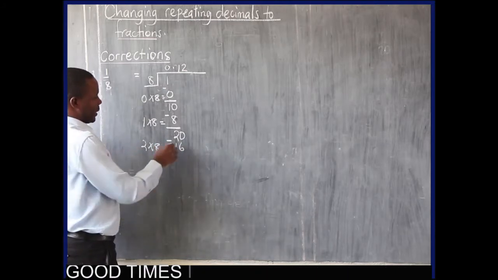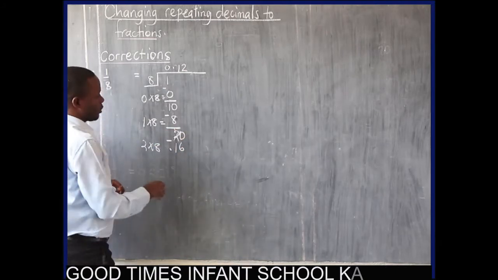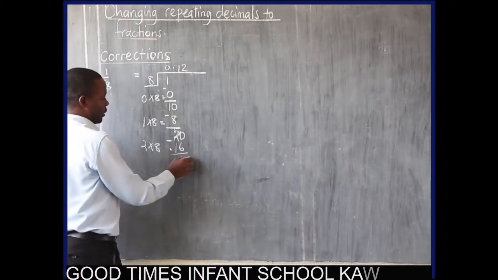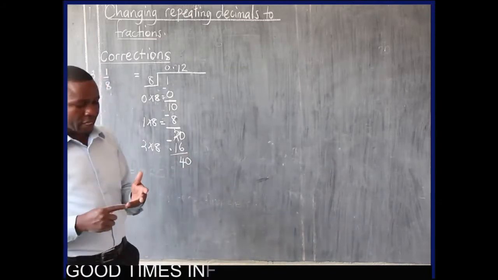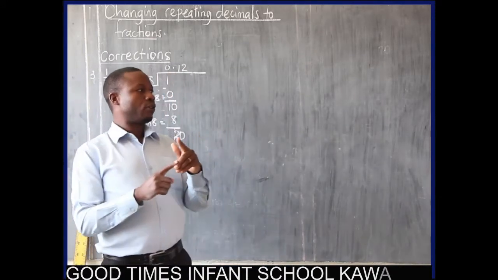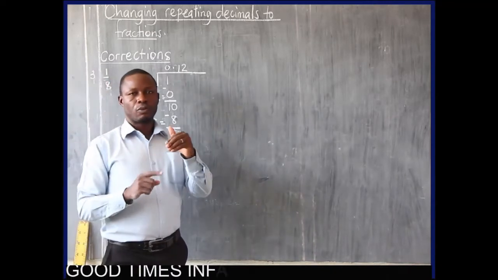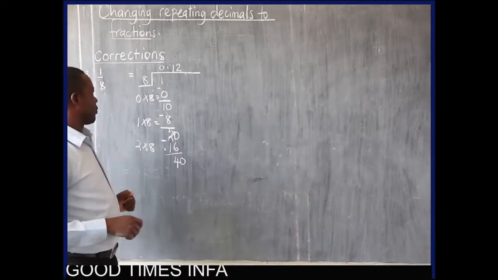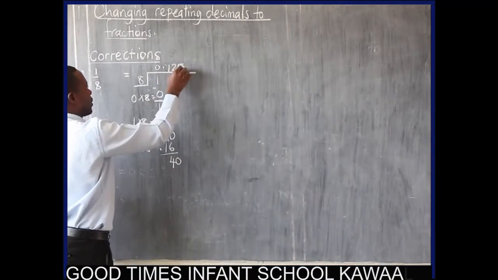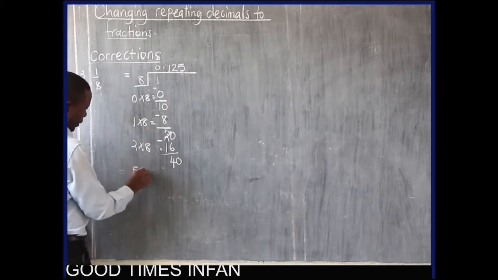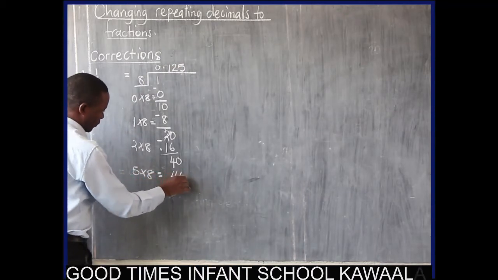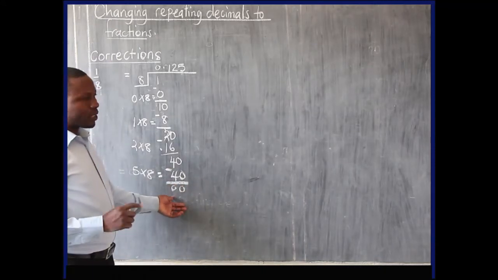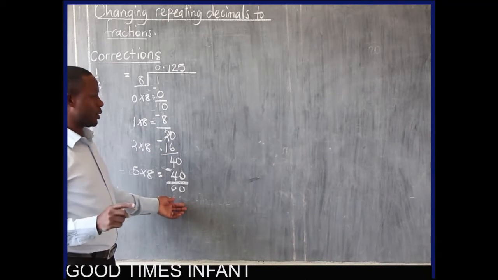Now 20 minus 16, by regrouping, this will be 10, 10 take away 6 will be a 4. Now we put a 0, it becomes 40. 8, 16, 24, 32, 40. So how many 8s are in 40? You will see a 5. So 5 times 8, you will get a 40. So 0, 0. Now this fraction has ended, not like the one which was in number 3.